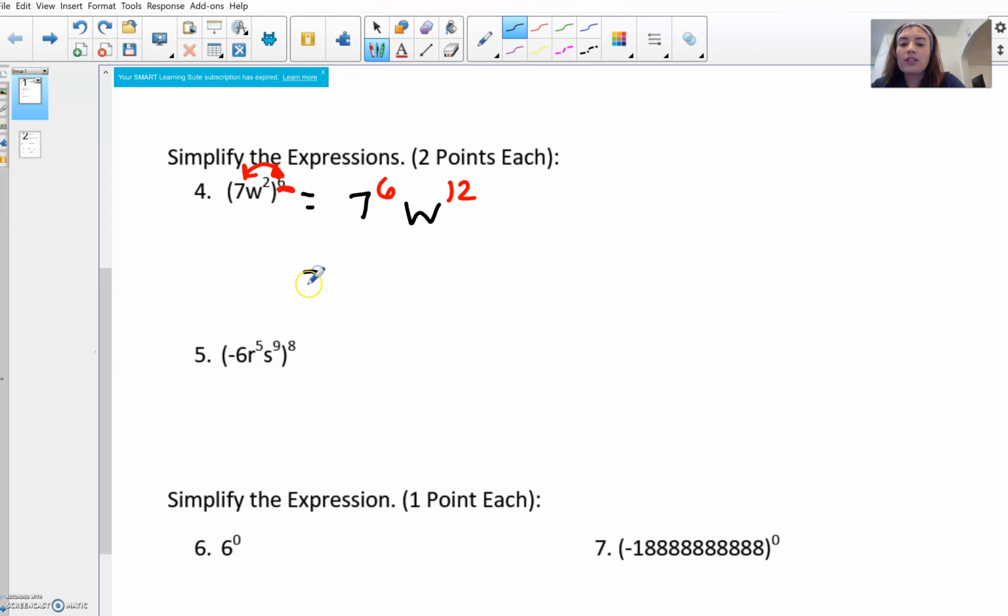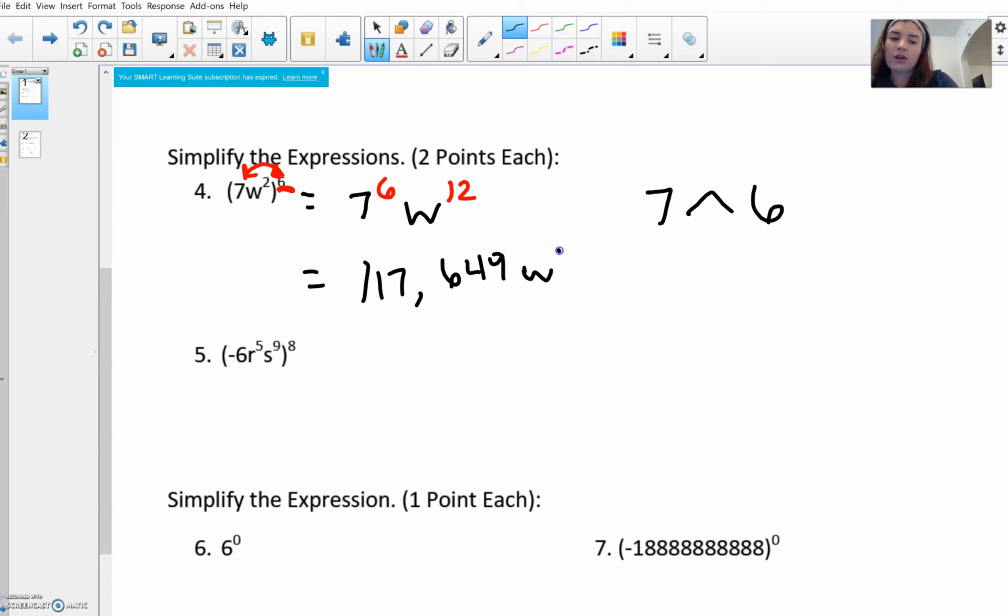Now I would like you guys to write out what 7 to the 6th power is. So I'm going to review how to put that in your calculator. You're going to do 7, that caret that points up, and then 6. And you'll get an obnoxiously large number that looks like, as long as I'm correct, 117,649. And we still have that w to the 12th power.